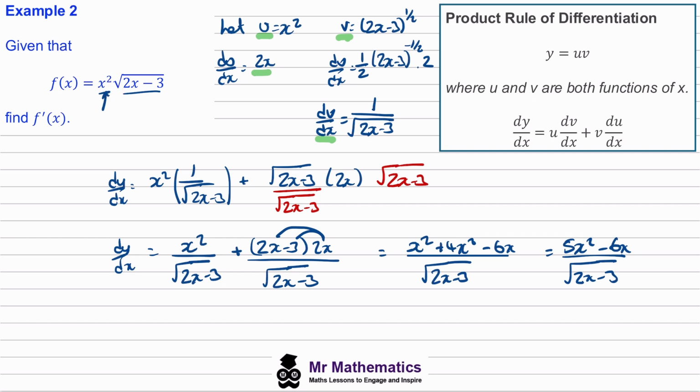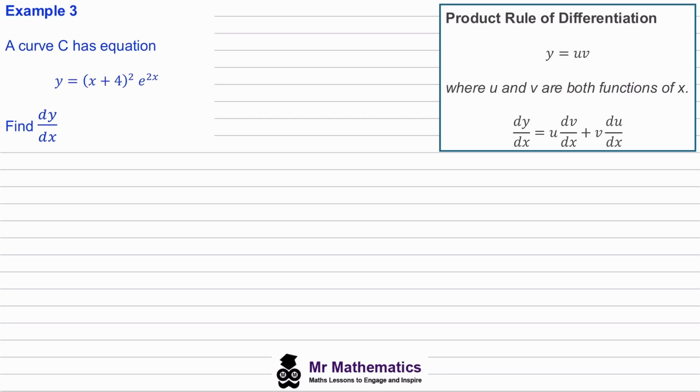Let's try example 3. So we're told that a curve has the equation (x plus 4) squared multiplied by e to the 2x. Do you want to try and work out dy by dx using this product rule? You can pause the video and come back when you're ready. Okay, so welcome back if you had a go.